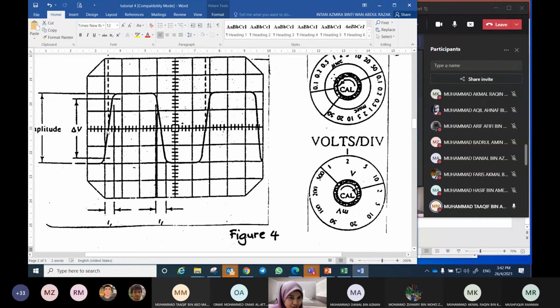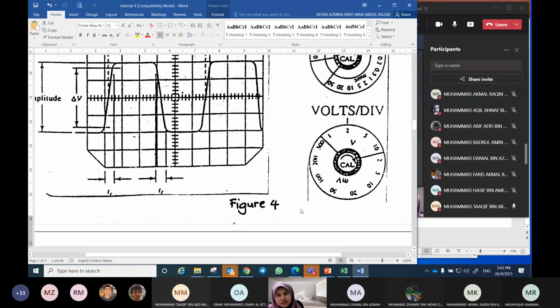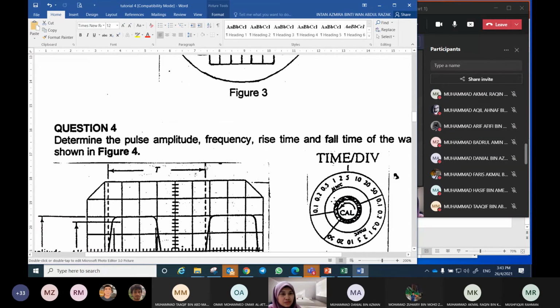Okay, so there is 0.6, right? 0.6 division, not a full 1 division. It takes 0.6 division, right? Yes. 0.6 multiplied by 5 microseconds, you get 3 microseconds. Same goes for fall time, right? Okay, so done for number 4.